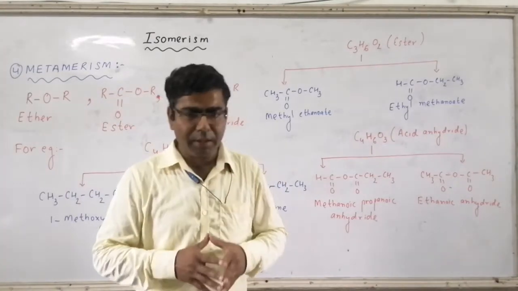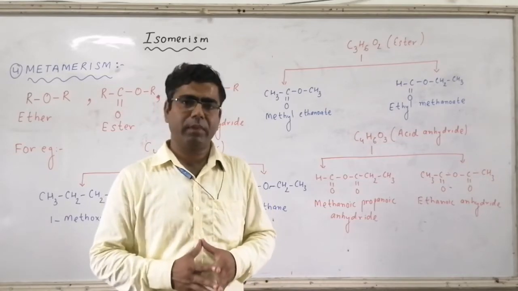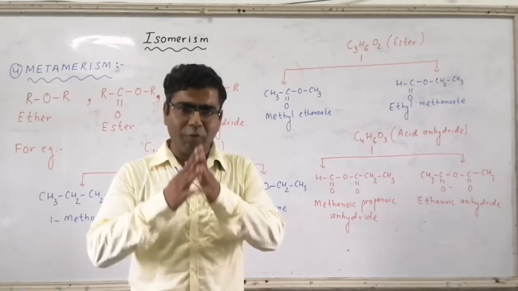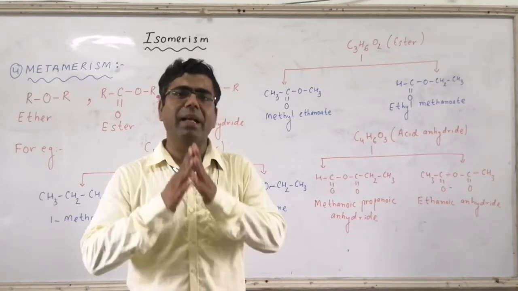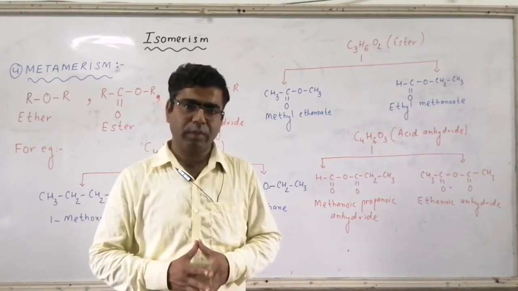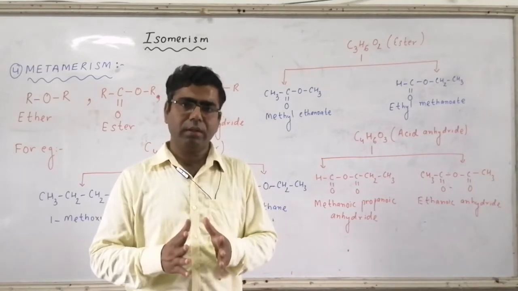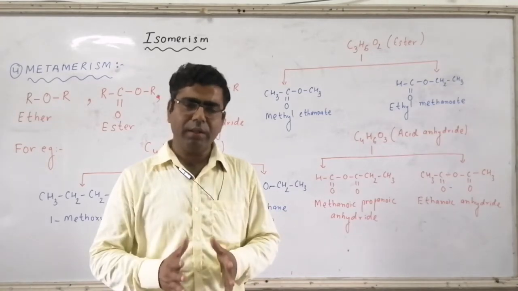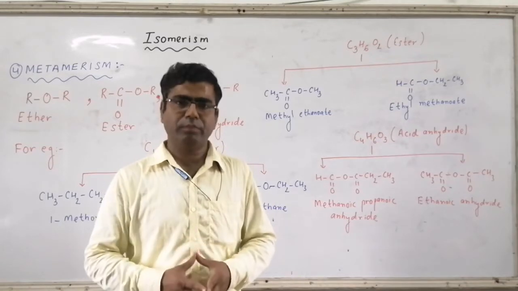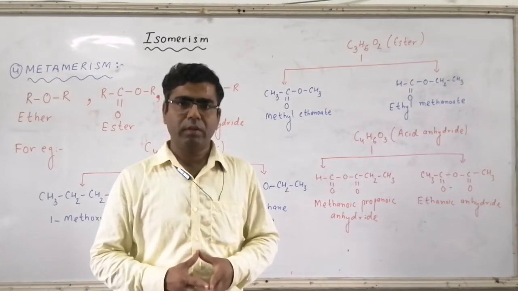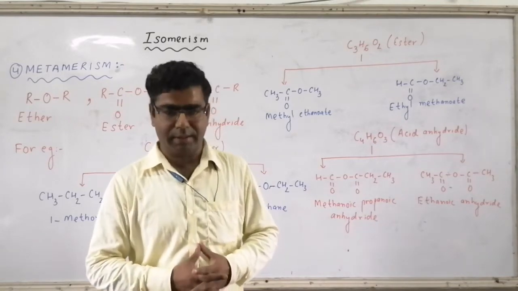So what is the requirement for metamerism to be exhibited? The only requirement is that functional group should be present between the alkyl groups, and that is the reason ether, ester and acid anhydride exhibits metamerism. The isomers here are called metamers.